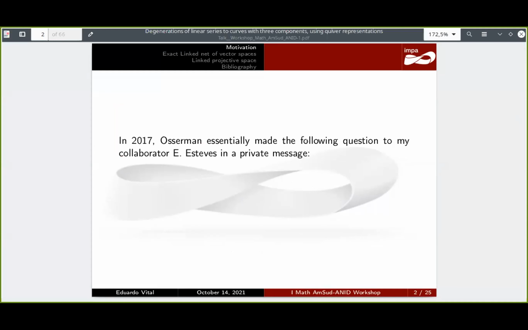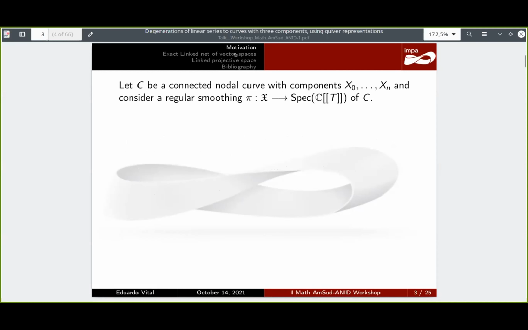Essentially, in 2017, Brian Osserman asked Eduardo Esteves the following question in a private message: do limits of linear series on curves with more than 2 components have simple bases? At the end of this talk, we'll see how powerful the existence of simple bases is, and we also give an answer to this question by an example. So we start with a motivation.